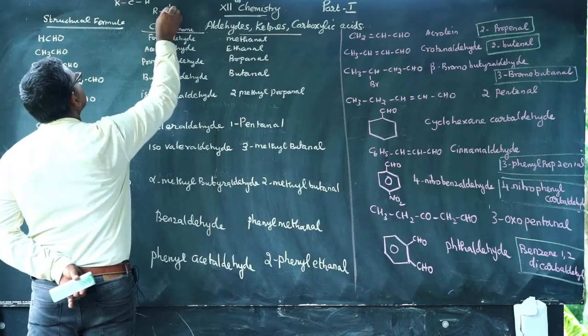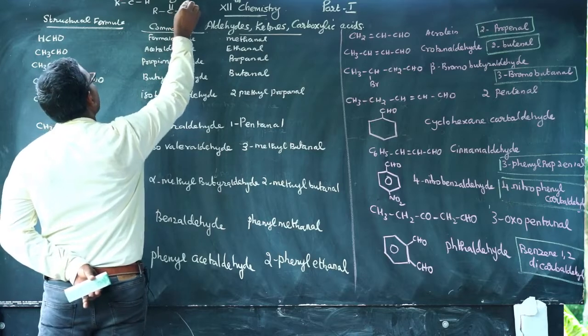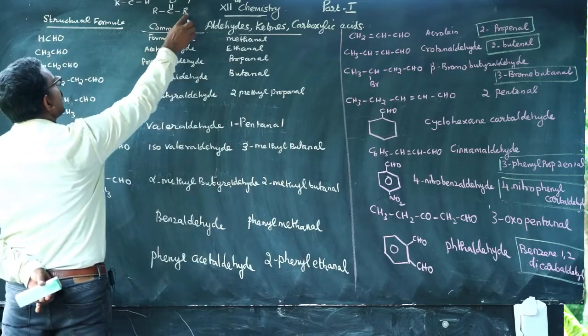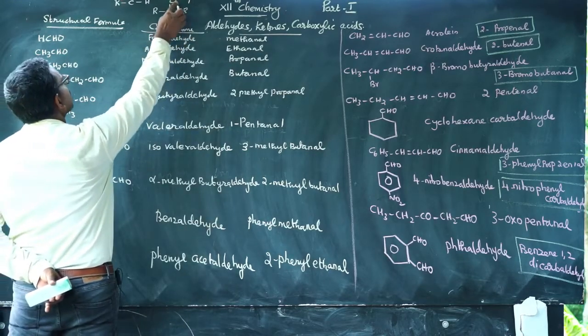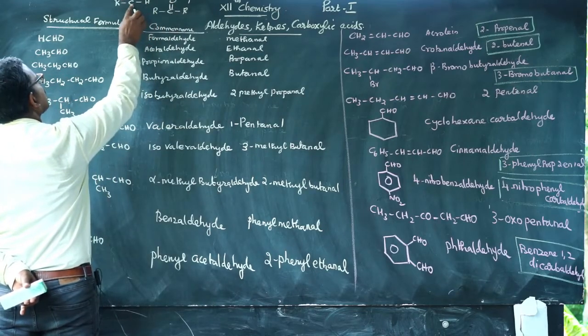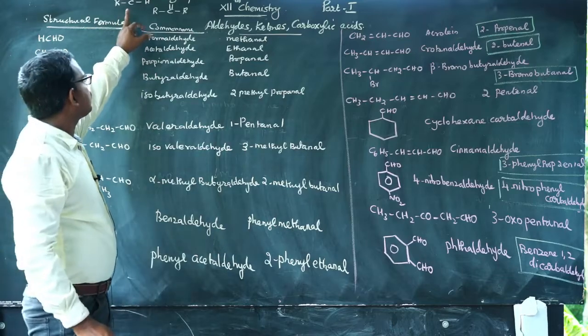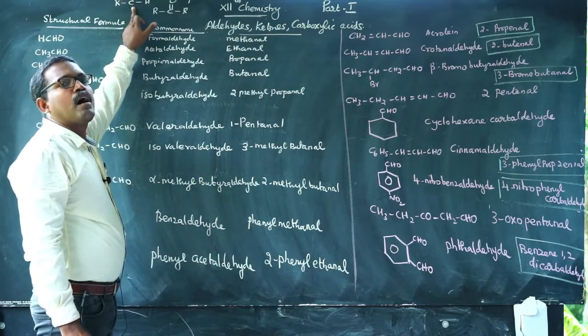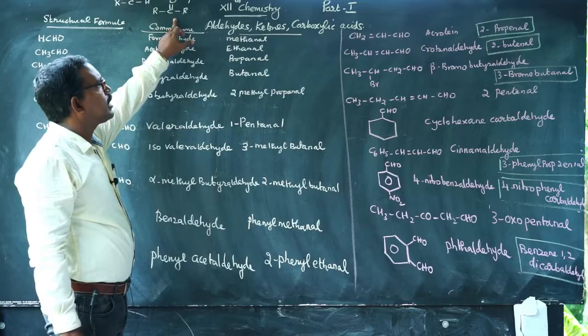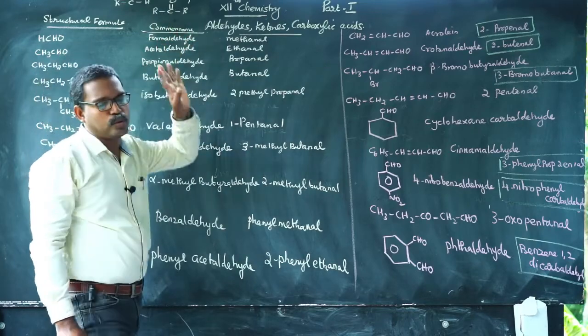R-C=O-H. And R-C=O-R'. So this is a primary carbon, this is a secondary carbon, oxygen is attached. This is hydrogen, it is a primary carbon, oxygen is attached. Oxygen attached to a primary carbon gives aldehydes. Secondary carbon gives ketones.